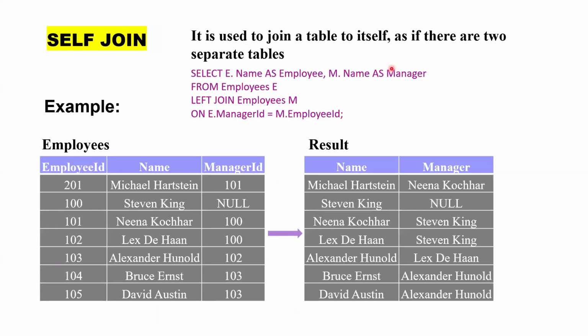Self join is used to join a table to itself as if there are two separate tables. It is useful for hierarchical data. For instance, in the example of employees table, we use employees E and employees M and join them like two tables, showing who manages whom in a company.